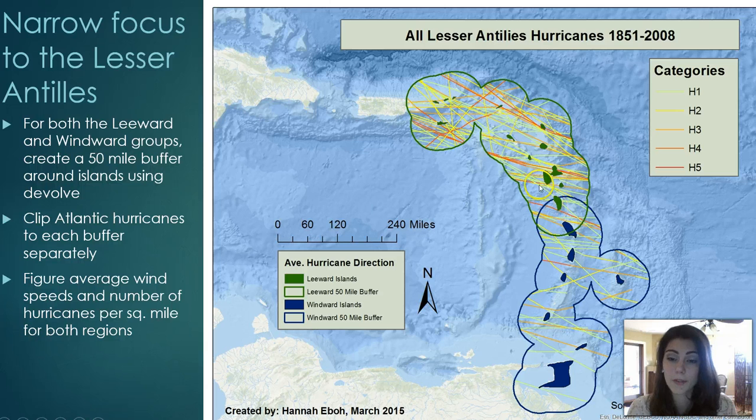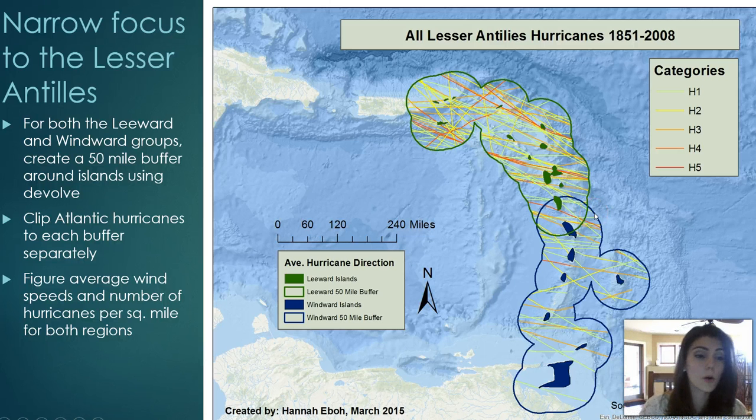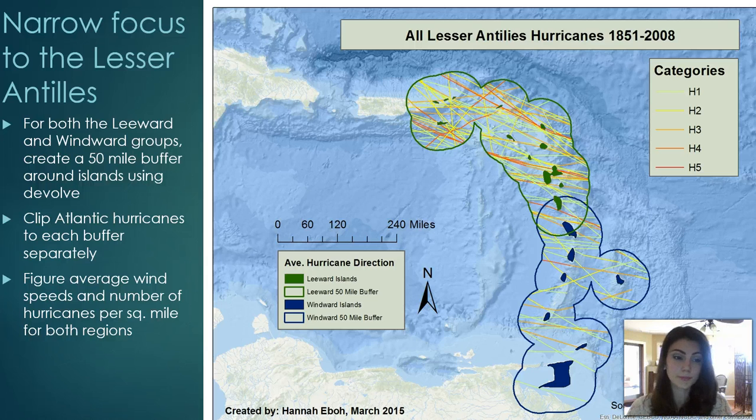So I also did them separately because I didn't want to have any overlap between the islands of Dominica and Martinique, where you can see that they're both within 50 miles of the Leeward and the Windward buffers. So then I clipped the Atlantic hurricanes to each buffer separately and found the average wind speed and number of hurricanes per square mile for both regions, which I will discuss more in my results.